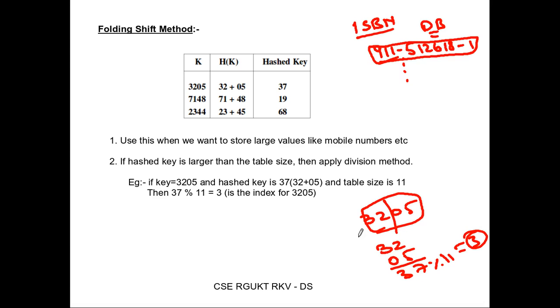And if you want to retrieve 3205, if someone is searching for an element called 3205, how do you do that? We know that we have divided this number into 2 digits each. We have to know that, otherwise you cannot retrieve it.